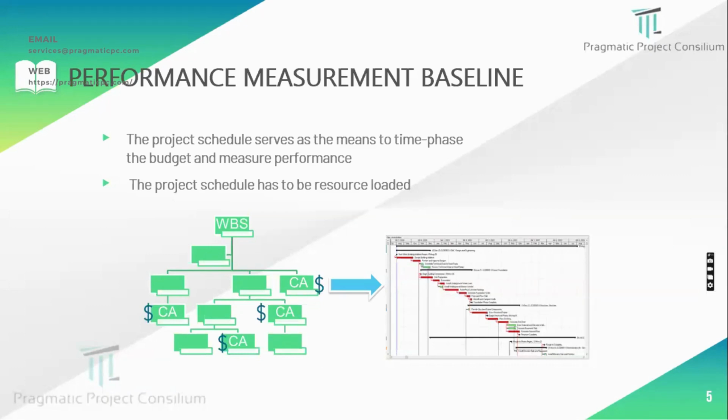So once it is all done with, the predecessor success logic needs to be thoroughly checked. Once that is done, it is an essential part to load the resources at the individual activity level. For example, there are so many resources required to complete that activity.